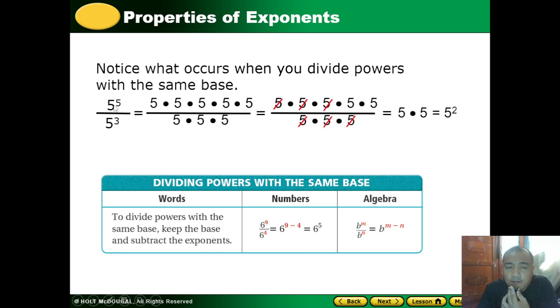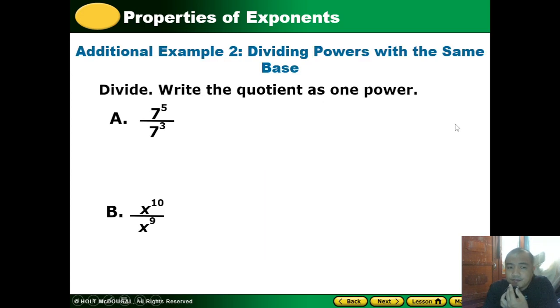So if we have here 5 raised to the 5th power, that means 5 times 5 times 5 times 5 times 5. 5 cubed is 5 times 5 times 5. And then we're going to cancel the 3 times. What's left is 2 factors of 5. 5 times 5 means 5 squared. So in shortcut, we just subtracted the exponents because they have the same base. 5 minus 3 is 2, so keep the base: 5 squared.